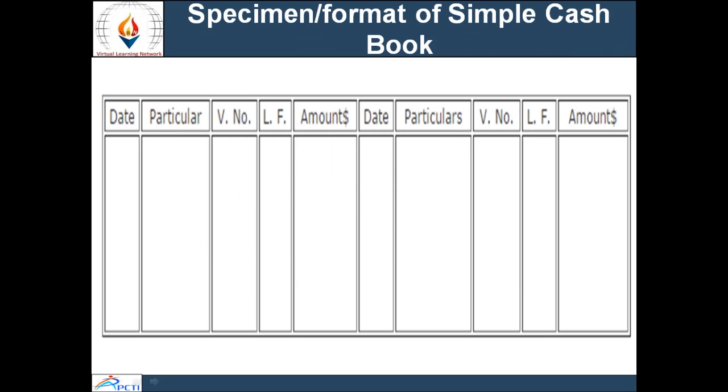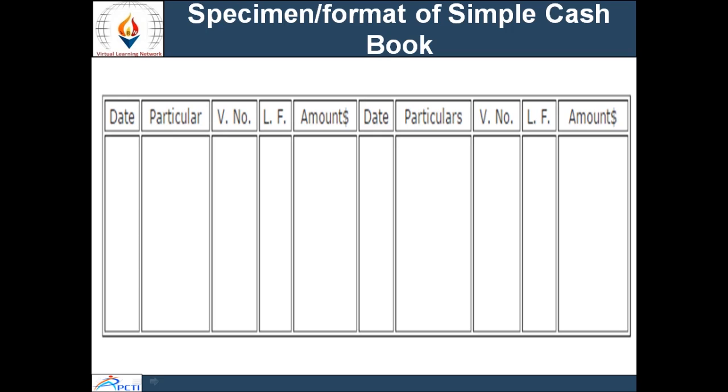Format of simple cash book. The first column is date. The date of the transaction is written in this column in 2 lines. In the first line, the year, and in the second line, the name of the month followed by the actual date. Next one is particulars. In this column, the name of the opposite account is written. Below this is written the narration of the transaction.